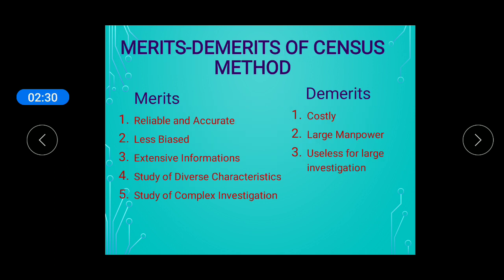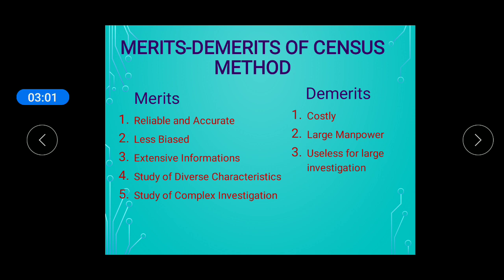Dear students, there are some merits as well as some demerits of the census method. Firstly, we will do the merits of that method, and the first merit is reliable and accurate. Dear students, results based on the census method are more accurate and highly reliable. This is because each and every item of the population is studied. That's why results are more accurate and more reliable.